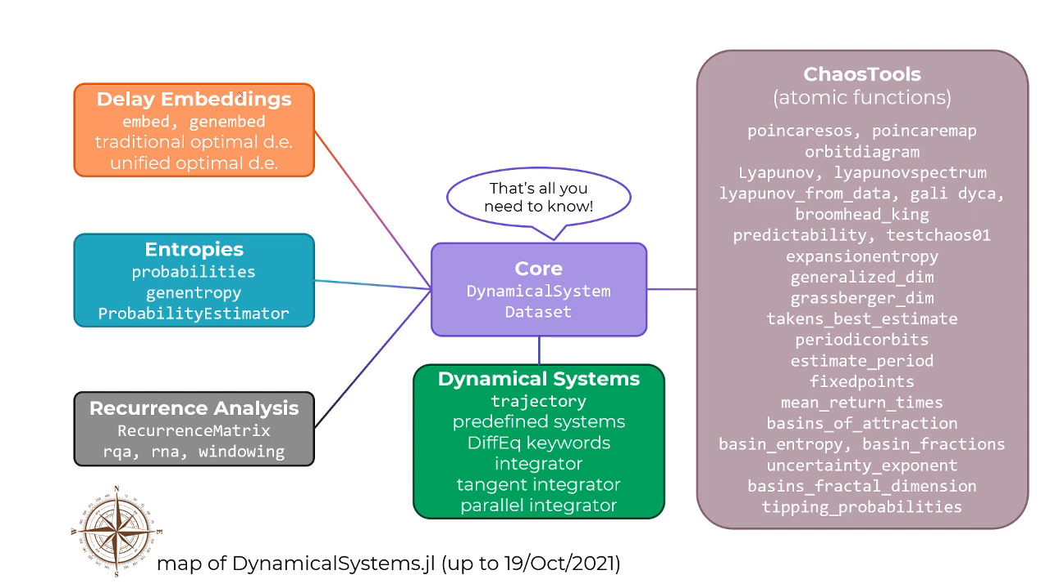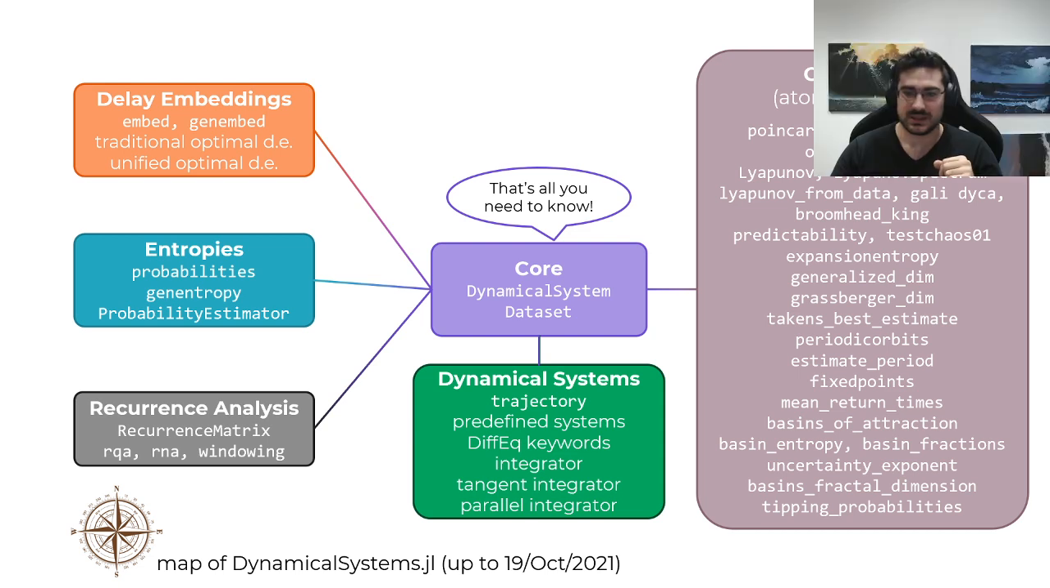You can do delay coordinate embeddings, you can calculate entropies and probabilities, and do recurrence quantification analysis. Here is some advanced functionality for making your own algorithms for nonlinear dynamics. And this ChaosTools over here is just a generic term for a bunch of atomic functions, functions that just work by themselves. You can take them off the shelf and do a bunch of stuff with them. There is really a lot of stuff here, and I will not be going through it. The reason there is online documentation is so that you can go there and see all this stuff instead.